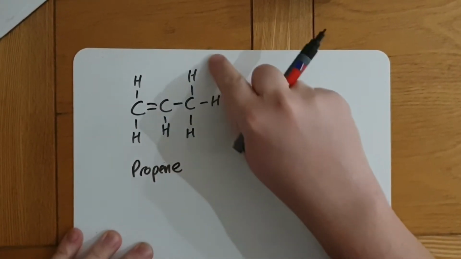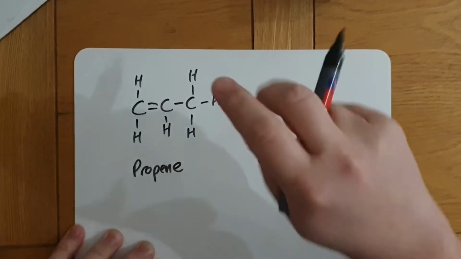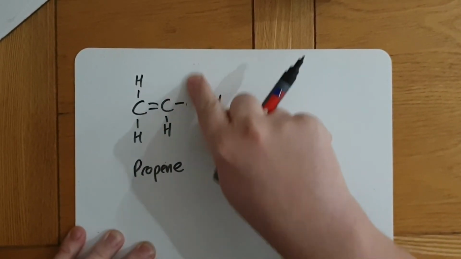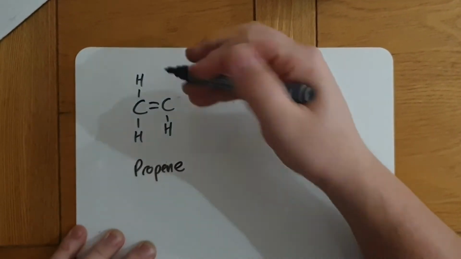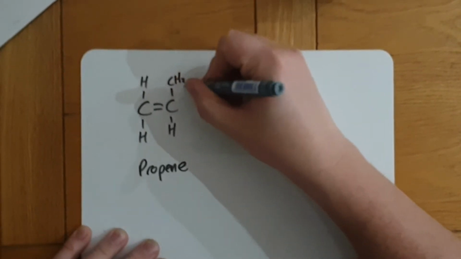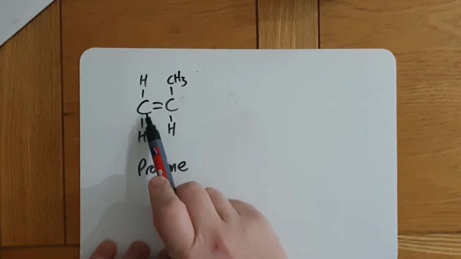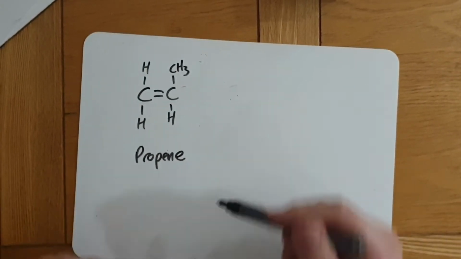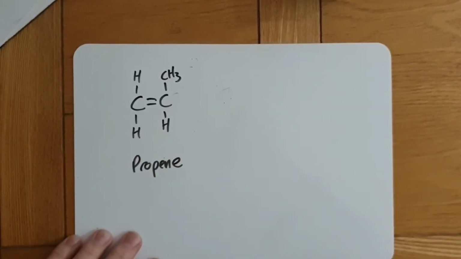If you've got propene, I'm just going to draw this in a slightly simpler way. This is CH3, yeah? So instead of coming out the side, I could put it coming out the top here and just put CH3. That is still propene. The chain is 1, 2, 3 carbons long. It just makes it a little bit simpler and easier to draw.